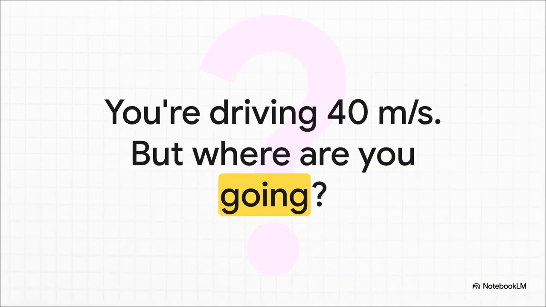Imagine you're driving and you look down at your speedometer. It says 40 miles per hour. That number tells you your speed, right? It tells you how fast. But it's missing something huge. Which way are you going? North? South? That 40 mph is incomplete.